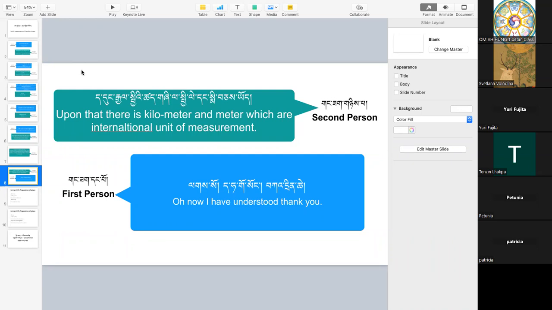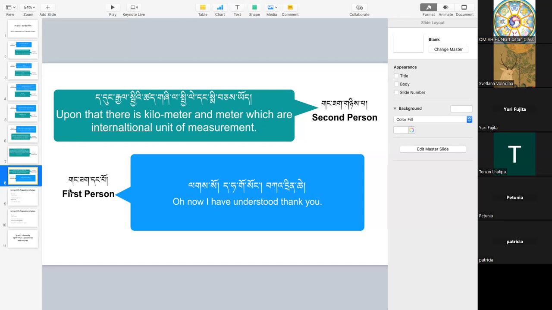The internationally accepted unit is jili, which is the kilometer, and mi, which is the meter. Okay, so tadung geji tseshila jile tang mi je. Upon that, the accepted international standard unit of measurement, we have the kilometer and we have the meter.